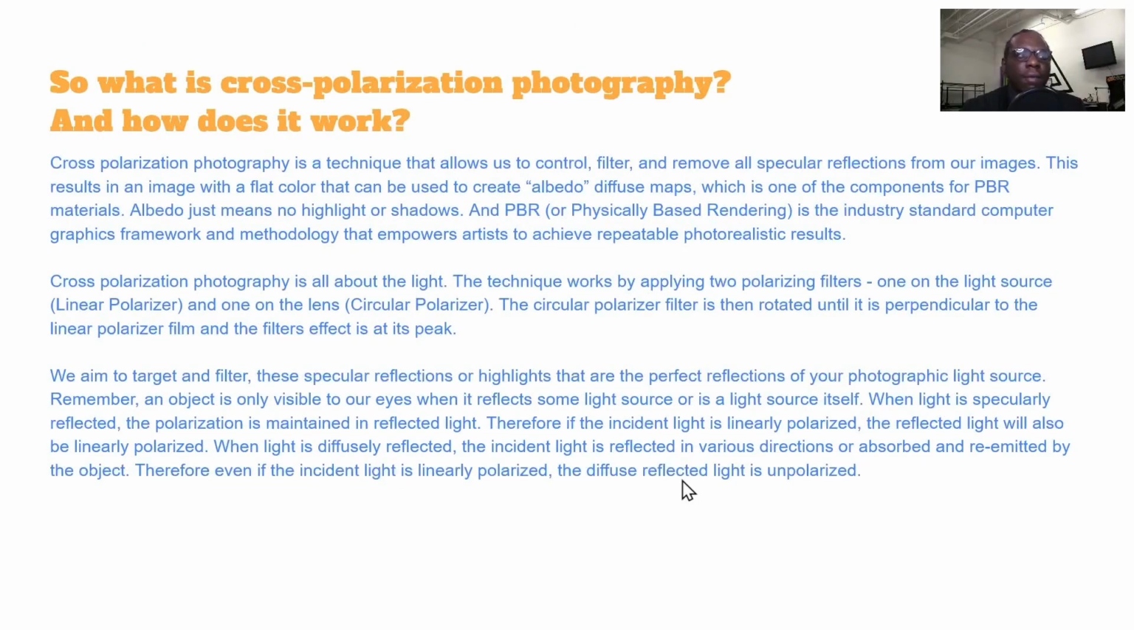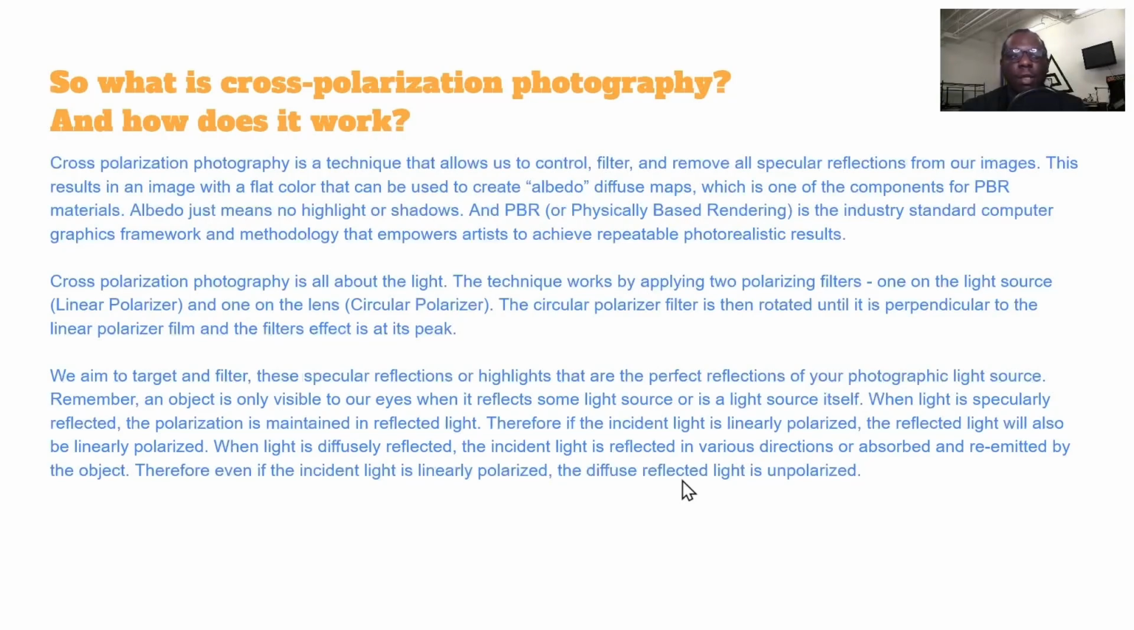Cross-polarization photography is a technique that allows us to control, filter, and remove all specular reflections from our images. This results in an image with a flat color that can be used to create albedo diffuse maps, which is one of the components for PBR materials. Albedo just means no highlight or shadows. And PBR, or physically based rendering, is the industry standard computer graphics framework and methodology that empowers artists to achieve repeatable photorealistic results. Cross-polarization photography is all about the light.